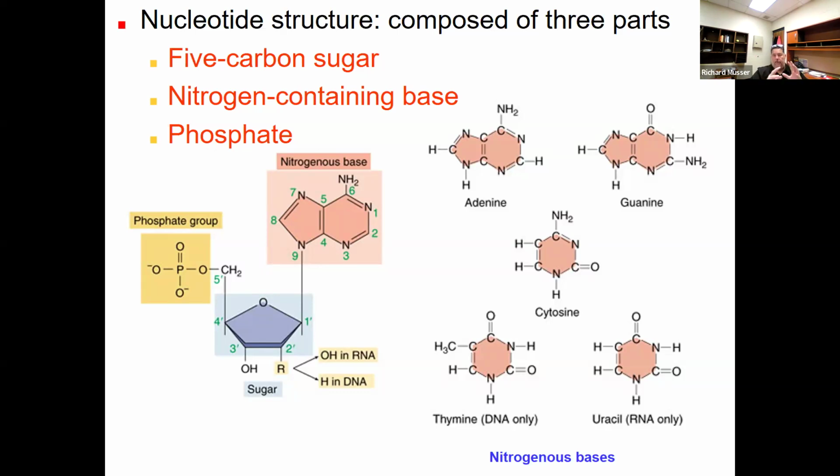Simple sugars were the subunits for carbohydrates. Remember, lipids were the subunits for different types of lipids. Well, nucleotides represent the subunits of DNA or RNA. Now, there's actually a 5-carbon sugar. If it's DNA, it's lacking in oxygen, and if it's RNA, it has an extra oxygen. So DNA is deoxyribonucleic acid. The ribose is the sugar.